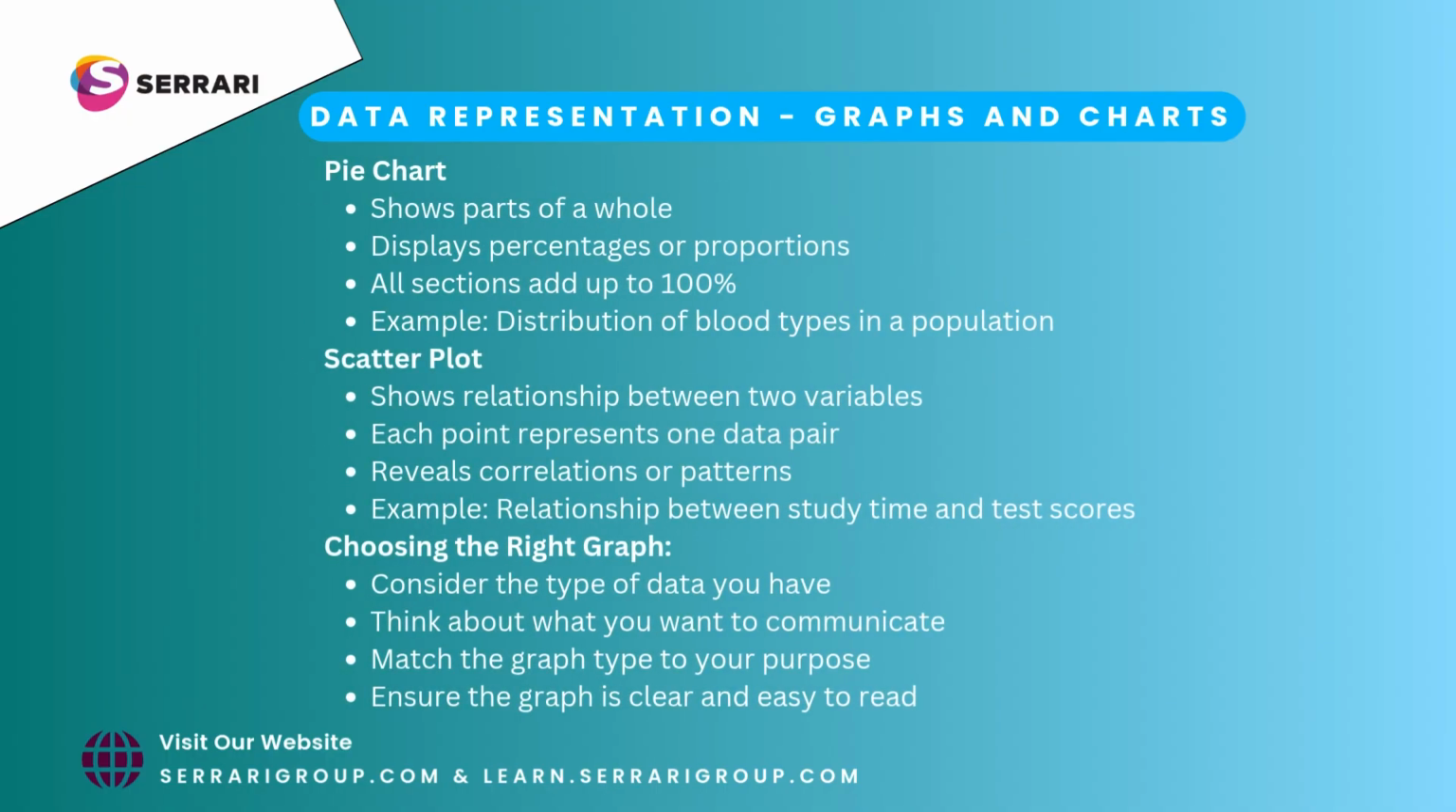Pie chart. Shows parts of a whole. Displays percentages or proportions. All sections add up to 100%. Example: distribution of blood types in a population.